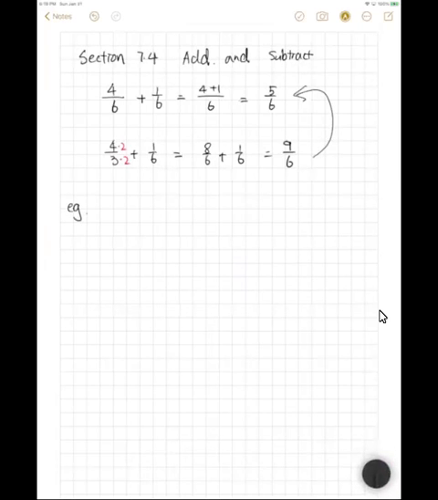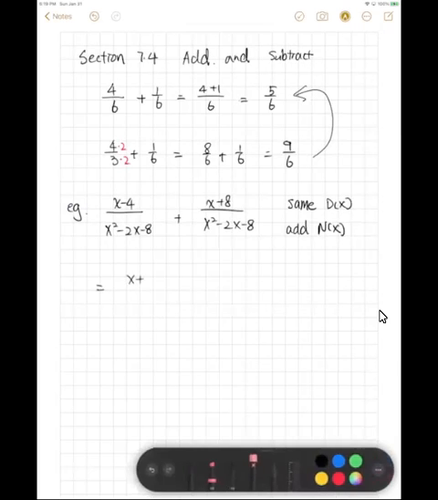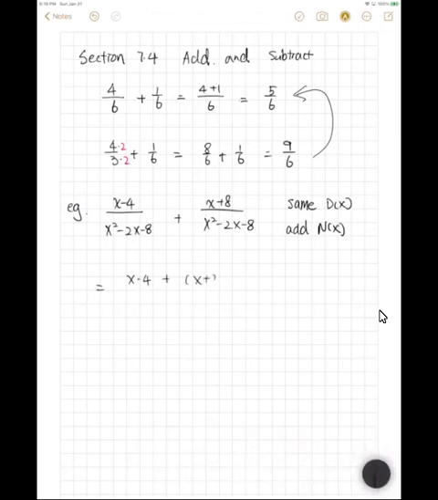For example, we have x minus 4 over x squared minus 2x minus 8 plus x plus 8 over x squared minus 2x minus 8. Since they have the same denominator, what we need to do is we just need to add the numerators and then combine the like terms. So we have x minus 4 plus x plus 8 over x squared minus 2x minus 8.